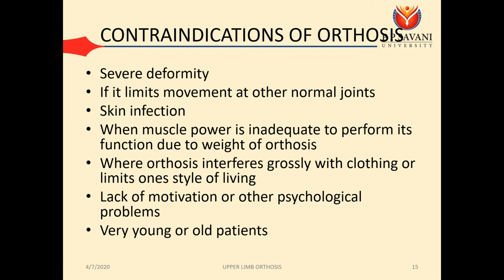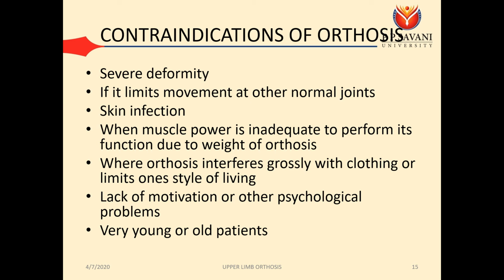Second, if it limits the movement at other normal joints, for example, the elbow is affected, but limiting the elbow also limits the wrist, you should not give orthosis. You should only give orthosis for the part that is affected, not the normal joints. Third is skin infection. If ongoing skin infection is there, you should not give orthosis. It will spread the infection.